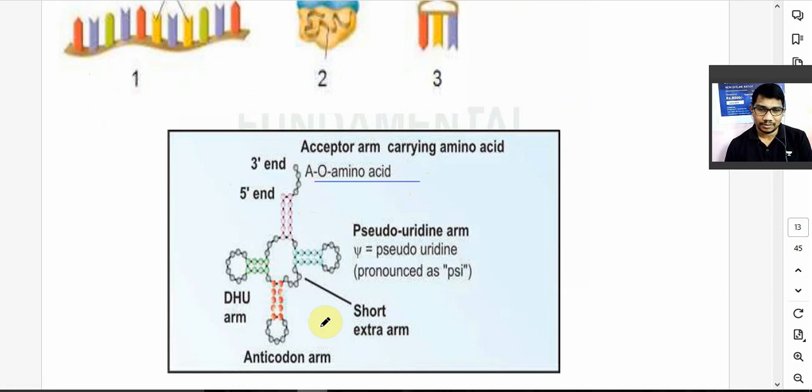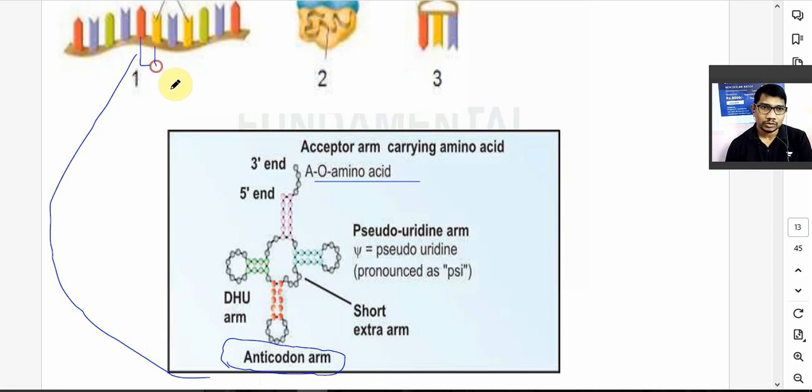Then you have the anticodon arm, which means these are the complementary codon to this mRNA. The codons on the mRNA, like UAG, UGA, their complementary codons will be found here on the tRNA, so as to read a particular amino acid, right?